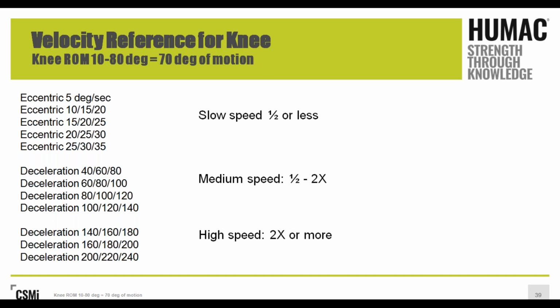And that's what becomes very important for us to understand. If we're going to do eccentric loading in the future, that first number is going to represent the concentric speed. Second number is going to represent the eccentric speed, which is going to be half of the concentric speed. So 30 means that eccentrically, I'm going to work at 15 degrees.